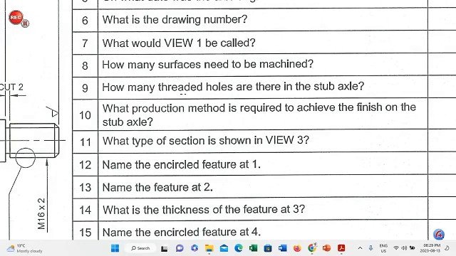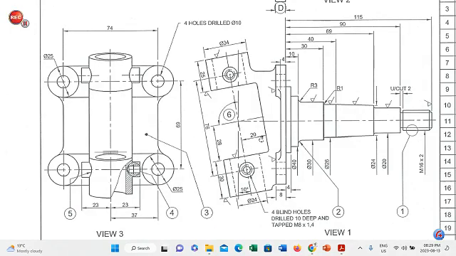Number 9. How many threaded holes are there in the stub axle? So if you observe clearly on this drawing, you will find that these are holes here, but they are not threaded holes. They are simply drilled holes. A threaded hole has a double circle like that there. So you will find there's a double circle, so that's a threaded hole. At the bottom there is one with a double circle. That's a threaded blind hole that you will see here.